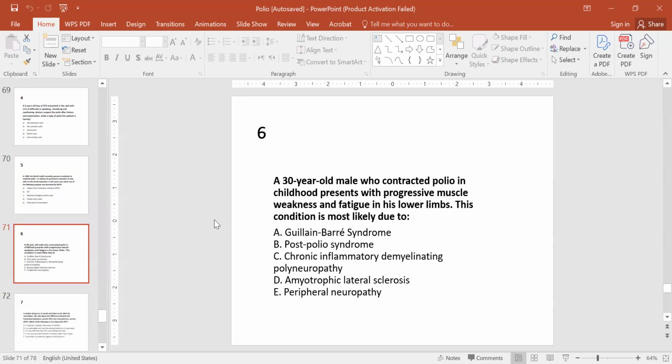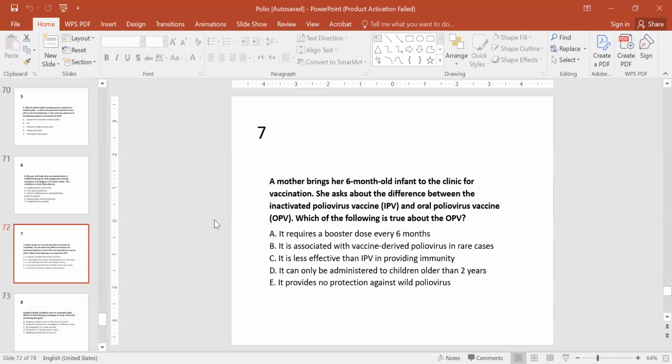Question number six, a 30-year-old male who contracted polio in childhood presents with progressive muscle weakness and fatigue in his lower limbs. This condition is most likely due to option A, GBS; B, post-polio syndrome; C, chronic inflammatory demyelinating polyneuropathy; option D, amyotrophic lateral sclerosis; option E, peripheral neuropathy. B. Yes, option B is the right one.